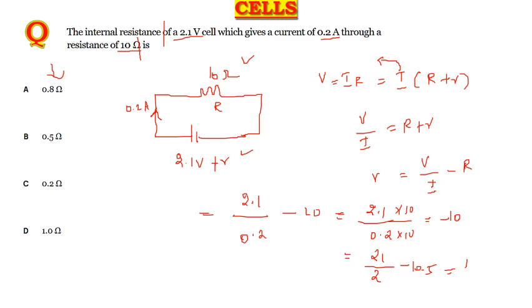This one what you have given here is 10, and minus of this one, what you are going to have here is 21 divided by 2, that is 10.5 minus 10. So what you are going to have here is 0.5 ohm. That is about internal resistance. The answer here is 0.5 ohm.